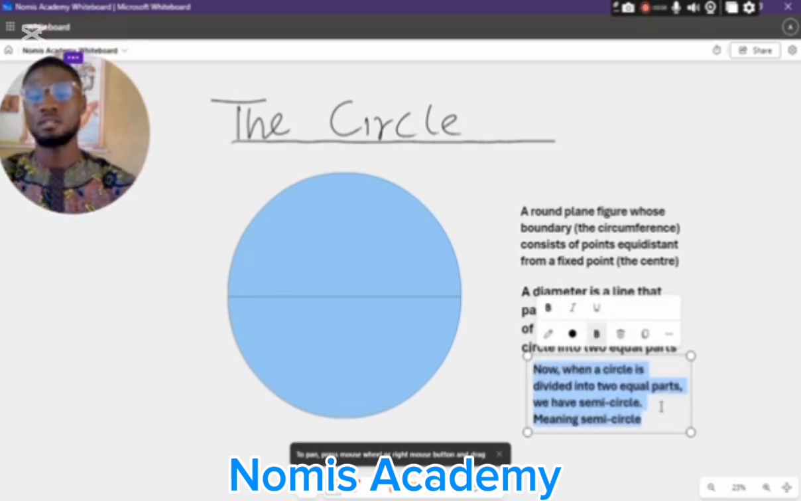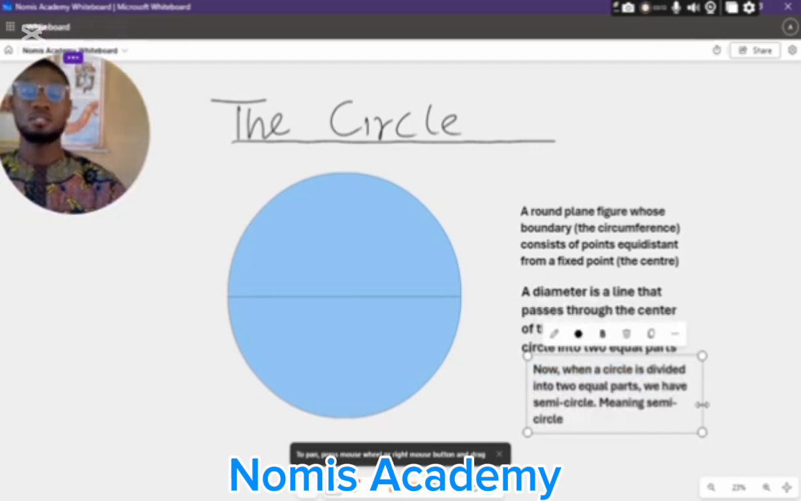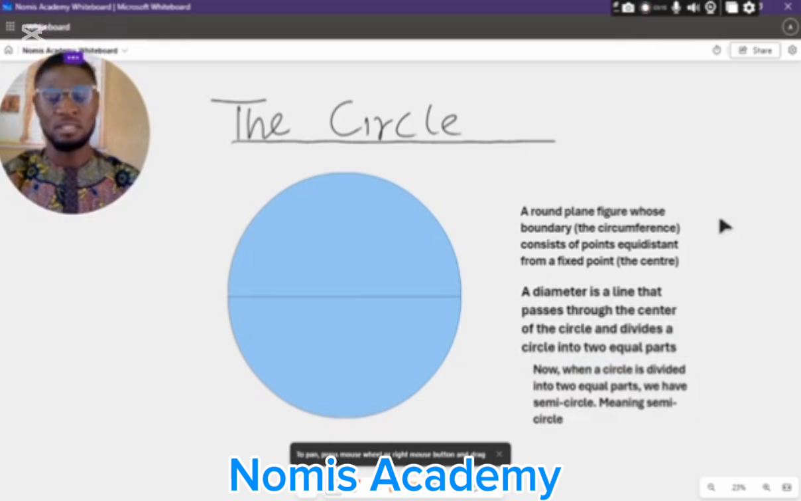So when a circle is divided into two equal parts, we have a semicircle. So what divides a circle into two equal parts? Diameter.